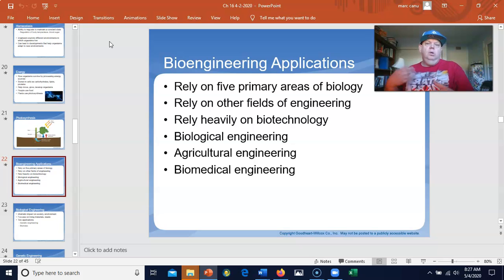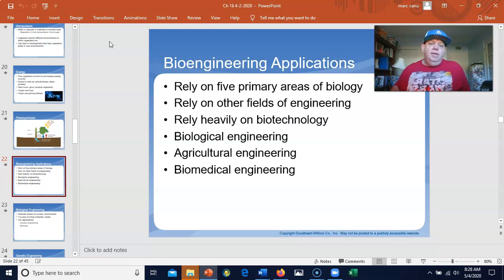Okay, so we're wrapping up here on chapter 16, dealing with bioengineering. We've talked about so many things. We've talked about the difference between bioengineering and biomedical engineering. We've talked about so many basic biology things, dealing with genetics and things like that. Here, we're looking at bioengineering applications.